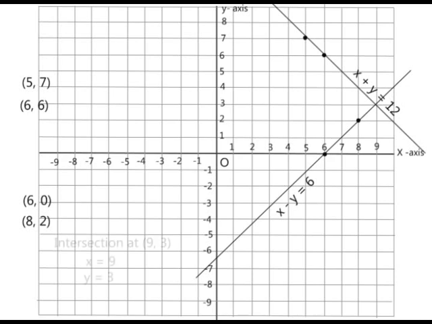The two graphs intersect at (9, 3), and therefore x is equal to 9 and y is equal to 3. That is the solution of the simultaneous linear equations.